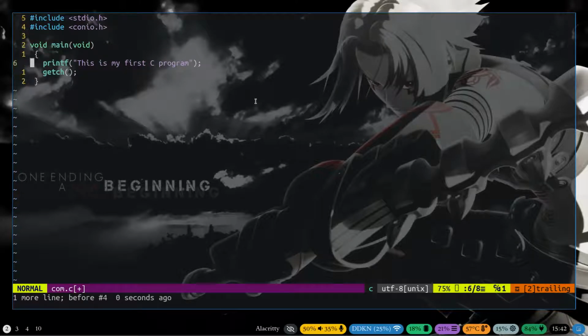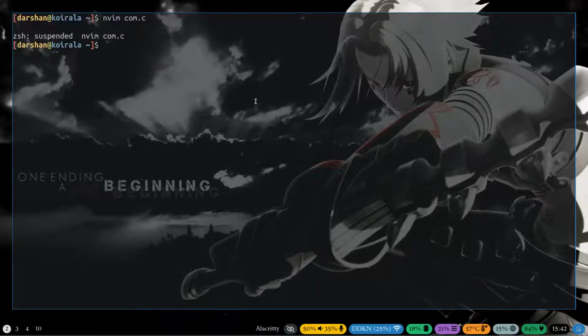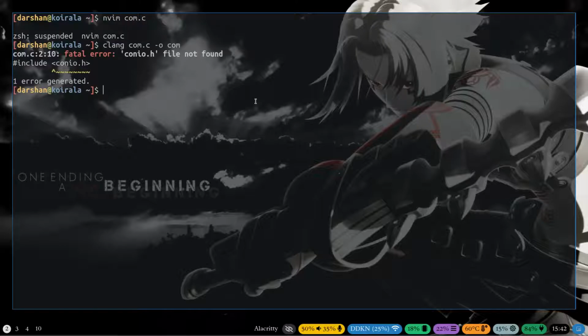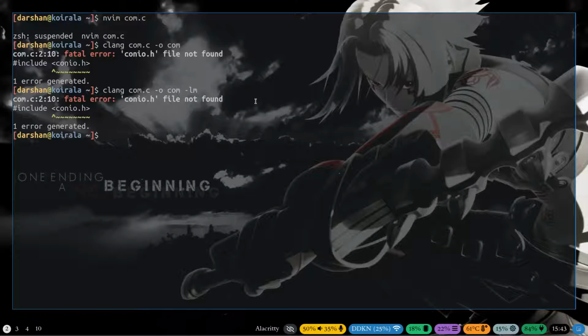Alright, so this is the thing. I'm gonna compile it. Compile it means clang com.c or com. Conio is not found. Maybe lm will work. No, conio is not found. Alright, so this is basically a problem. Why is it basically a problem? Because conio is basically not needed. Right? So the getch thing is really a deprecated thing here, and it is not going to work.